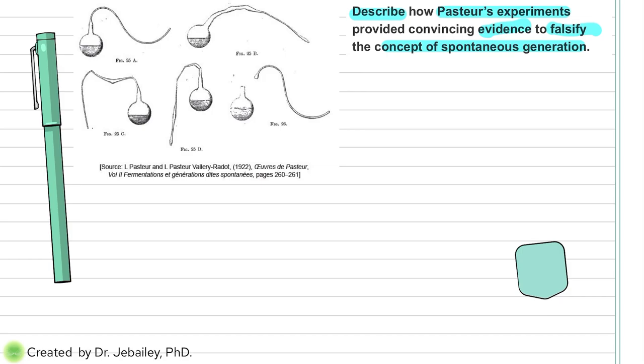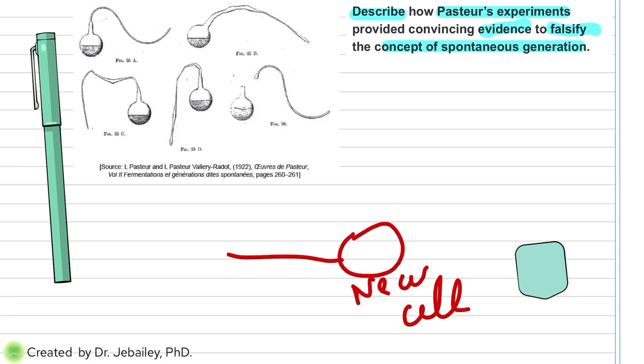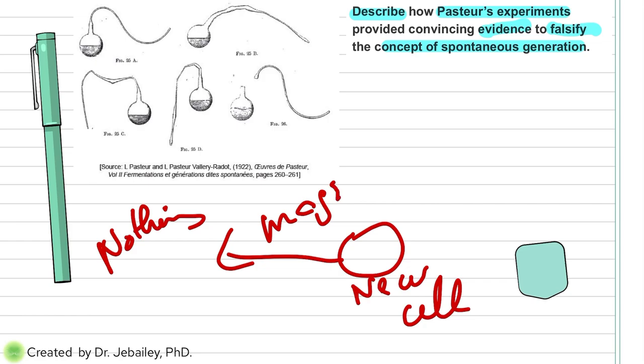Spontaneous generation basically means that this new cell came out of nowhere. Before it, there was nothing. It was completely empty. So it was by magic. That's why it says spontaneous. It just appeared out of nowhere. That's what a lot of scientists believed back then.